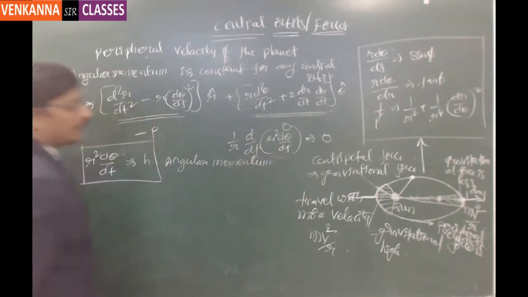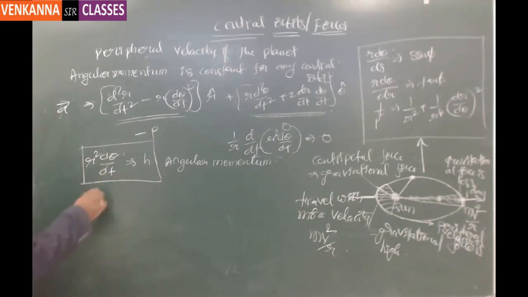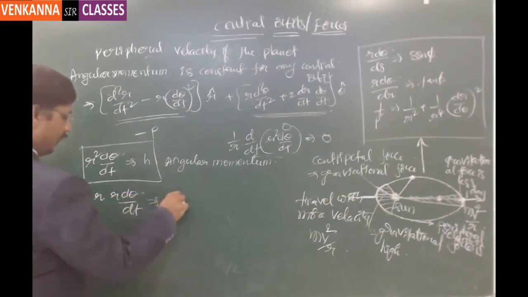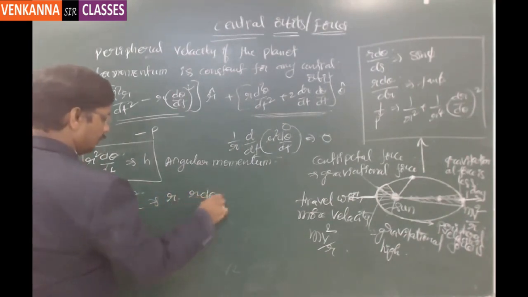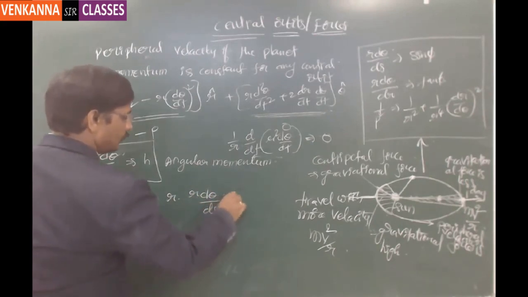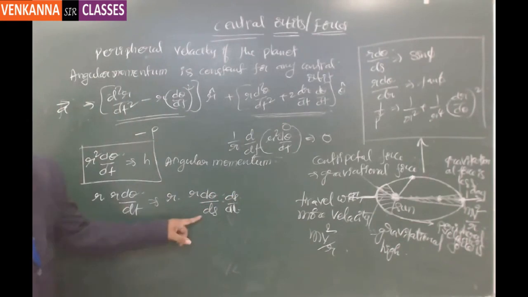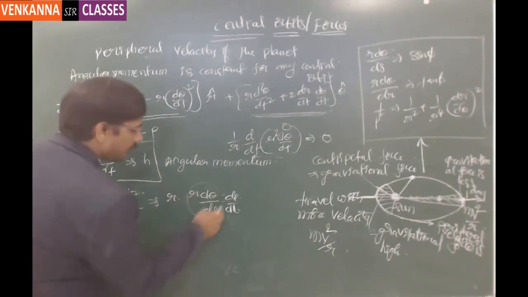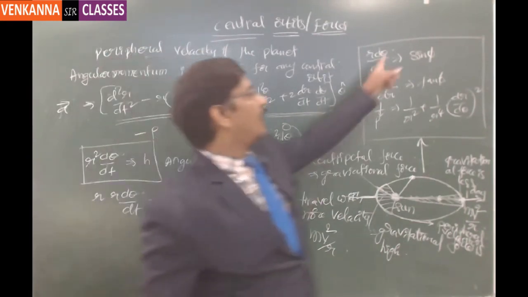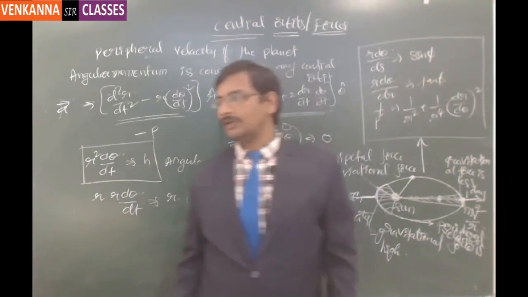So this is the angular momentum. This angular momentum, r square into d theta by dt, can be written as r into r d theta by dt, which is r into r d theta by ds into ds by dt. If I express it in this particular format, and this part we just derived, r d theta by ds is going to be sine phi.